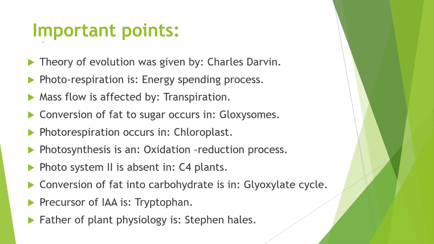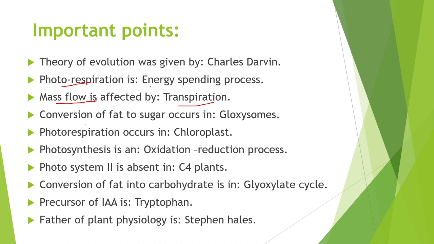The photorespiration is an energy spending process. Photorespiration is nothing but the process which involves loss of fixed carbon as CO2 in presence of light. Next process is transpiration. The loss of water from the leaves and aerial parts of plant is called transpiration. Thus, mass flow is affected by transpiration.